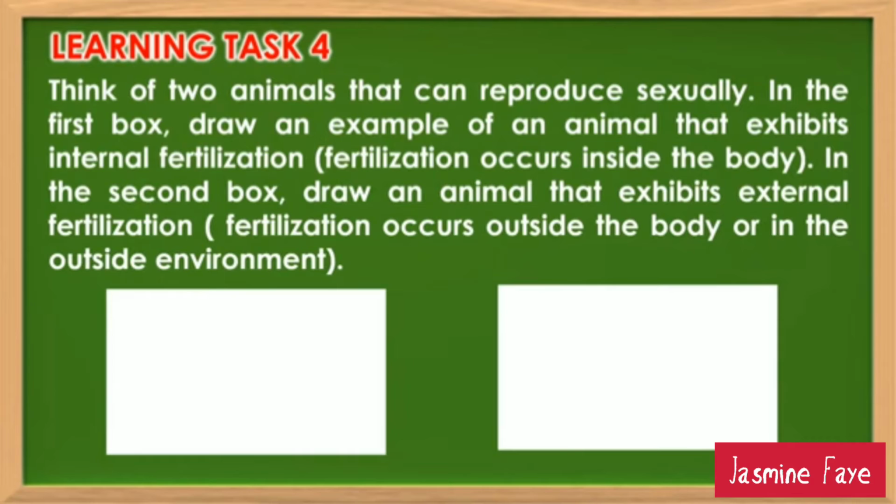Grade 5 learners, do this activity. Think of two animals that can reproduce sexually. In the first box, draw an example of an animal that exhibits internal fertilization. In the second box, draw an animal that exhibits external fertilization.